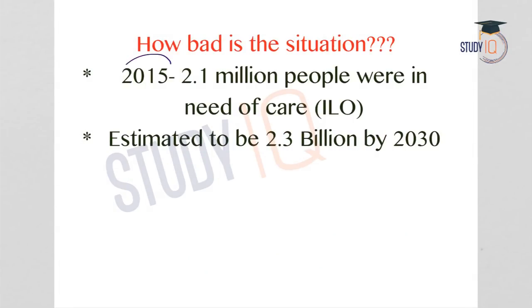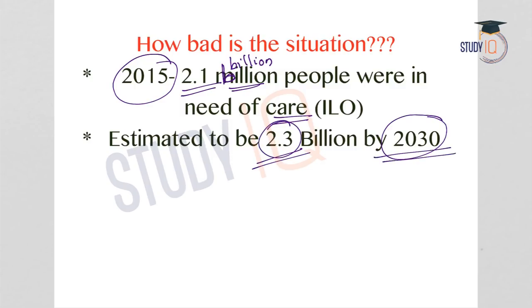In the year 2015, according to the ILO estimates, 2.1 billion people were in need of care, and it is estimated to be 2.3 billion by 2030. So this demand has been on the increasing side. So demand for paid care workers is increasing. What are the reasons for this increase in demand?